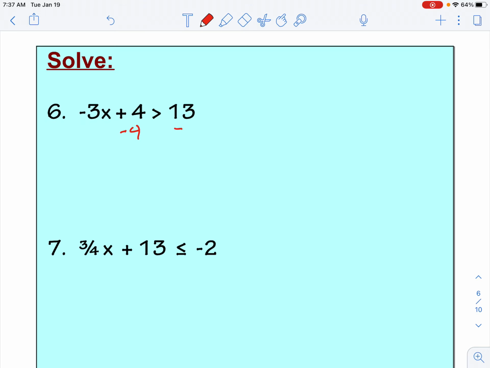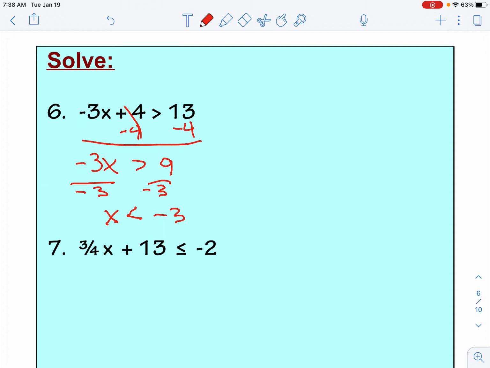So when you solve this one, you start by subtracting 4. That was adding or subtracting, so we don't flip the inequality. Whoops, this would be 9, sorry. And now I am dividing by -3. Remember, ding, ding, ding, multiply or divide by a negative, we have to flip the inequality's direction. So this gives us x is less than -3.